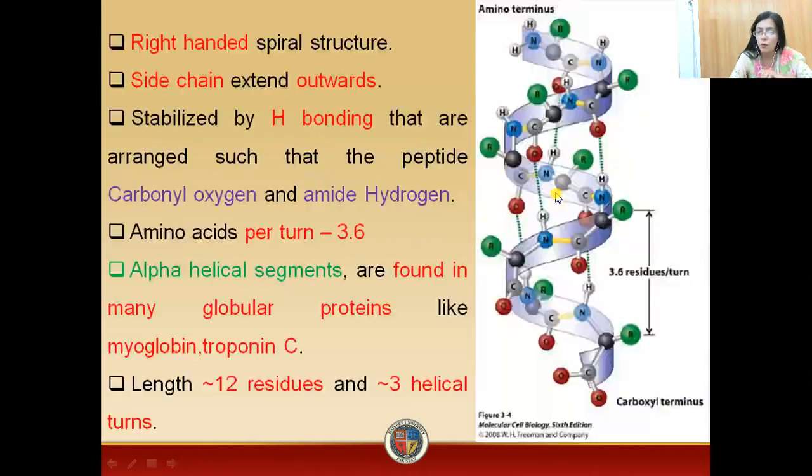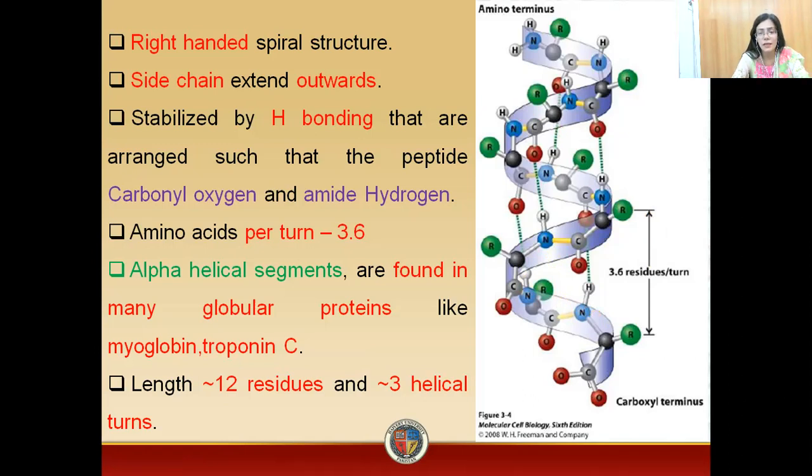Now, going into detail of the alpha helix: what is the alpha helix? It is a right-handed spiral structure. This spiral structure is the alpha helix. The side chains extend outwards from this alpha helix. The helix is stabilized by hydrogen bonding. These dotted lines represent hydrogen bonds between the carbonyl oxygen and the amide hydrogen. This figure shows a turn, and in each turn there are 3.6 amino acids.